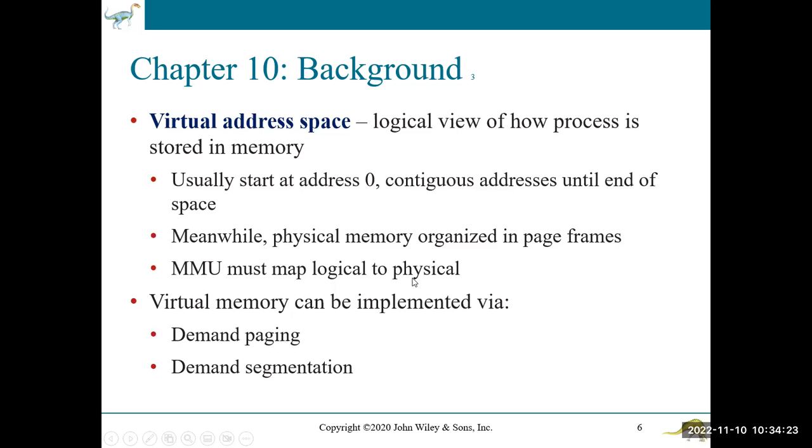The virtual address space is a logical view of how a running process is stored in memory. It usually starts at address 0 with contiguous addresses until the end of that space. However, with fragmentation, like we've seen in memory management, that's always a challenge. We'll get to that in a minute. The memory management unit is involved in that process as well. Basically, virtual memory can be implemented by two different methods, one called demand paging and the other demand segmentation. Any questions so far?